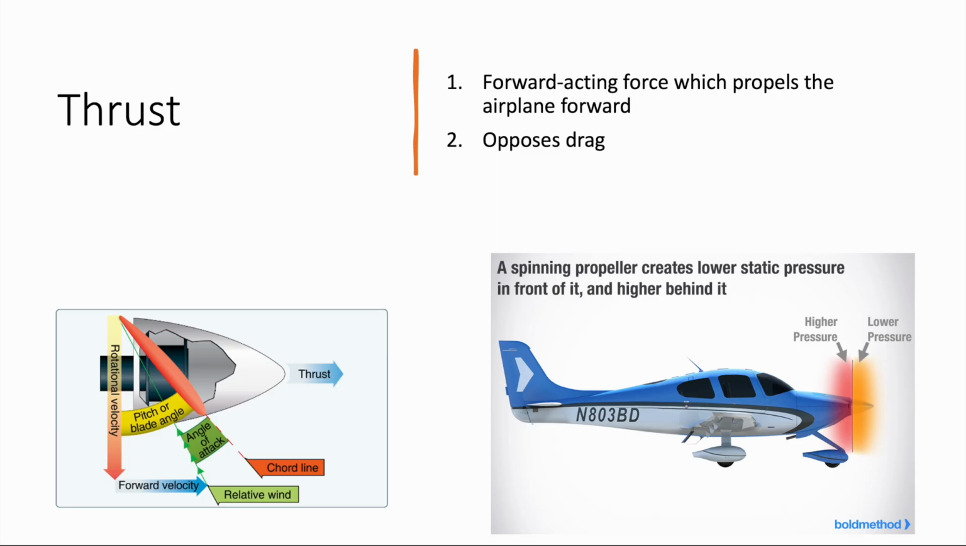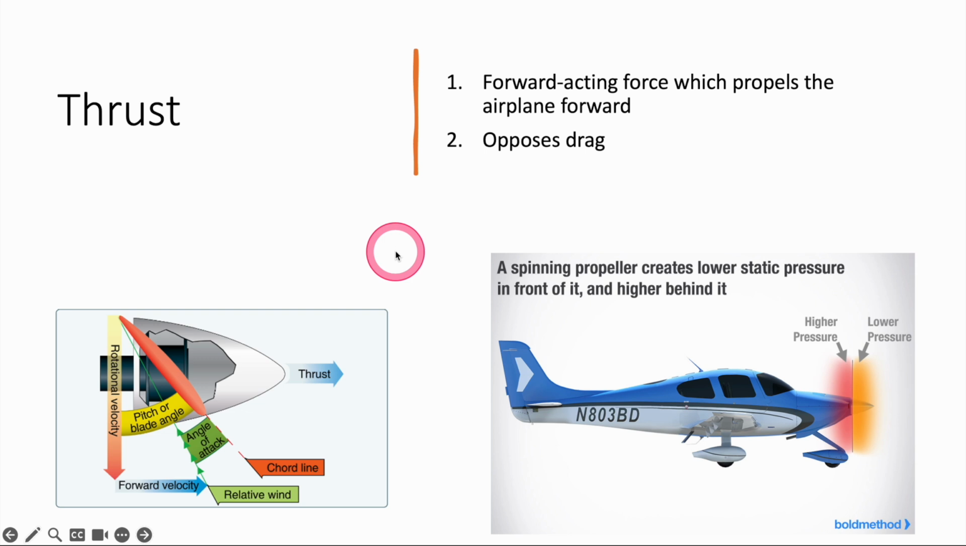So now thrust is a forward acting force. And if you look at the diagram to the left here, your propeller blade is an airfoil itself. So if you think about it as a spinning wing, it starts to make a little bit more sense about what's happening. So the propeller blade also has its own chord line, just like your wing. As it's spinning, it has its own relative wind, and that creates an angle of attack. And just like the principles we talked about before, you create an area of low pressure in front of the propeller, high pressure behind it.